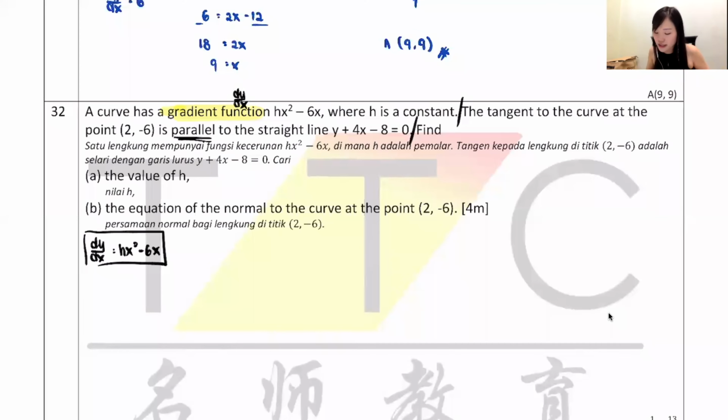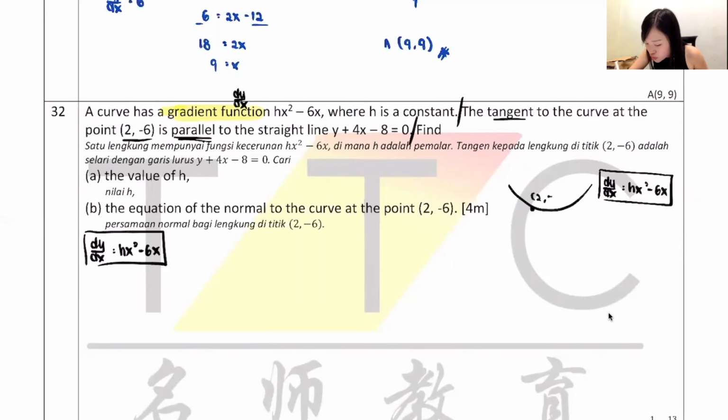I still guess you don't understand it. I simply draw, my dear. So this one, I also don't know how the curve looks like. I seriously simply draw, okay? So the curve, I already know the dy dx will be hx squared minus 6x. That's what they say, right? Then they say the tangent to the curve at the point 2, negative 6. So where is 2, negative 6? I don't know, but let's say it's here. So if the 2, negative 6 is here, the tangent for this point will look like this.